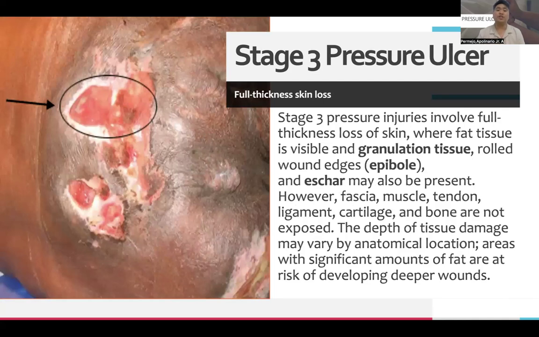Moving on to stage 3 pressure ulcer. It involves full thickness loss of the skin, where fat tissue is visible and granulation tissue, rolled wound edges or epibole and eschar may be present. However, fascia, muscle tissue, tendon, ligament and cartilage are not yet exposed. The depth of tissue damage may vary by anatomical location, or in areas with significant amounts of fat, with a risk for developing deeper wounds.